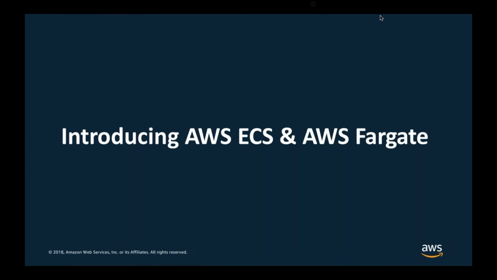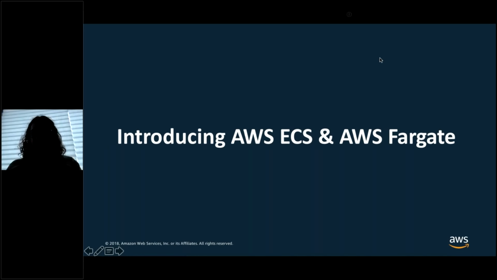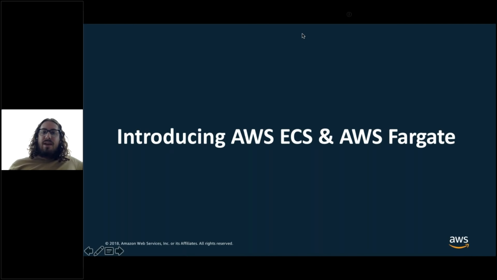Hello, everyone. My name is Nathan Peck. I'm developer advocate for container services at Amazon. And I want to start out, first of all, by introducing the container services that we have available at Amazon, in particular AWS ECS and AWS Fargate, because that's what we'll be using for the demo of showing how to run Consul Connect for microservice mesh.